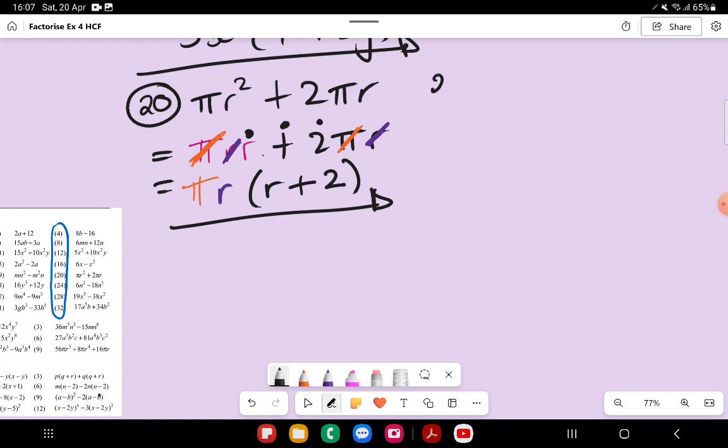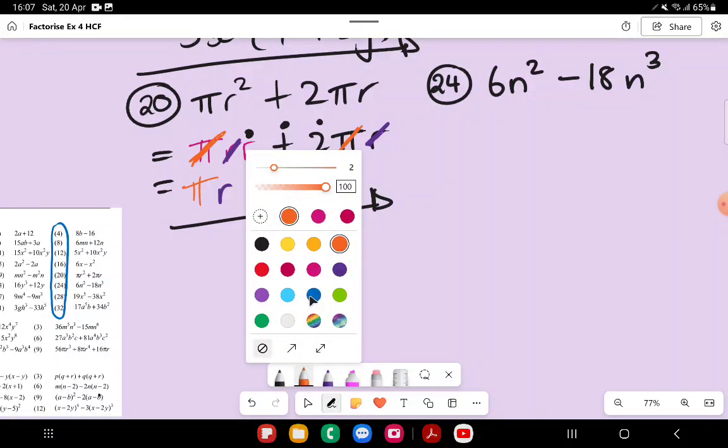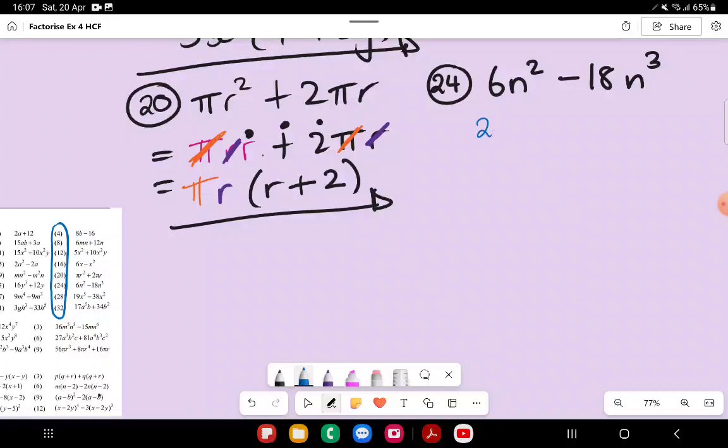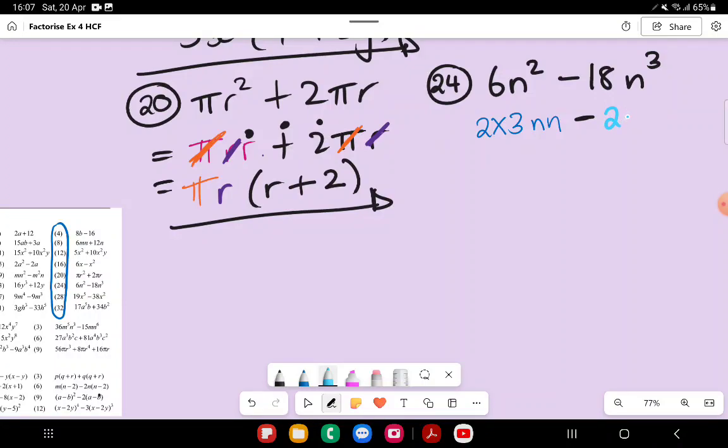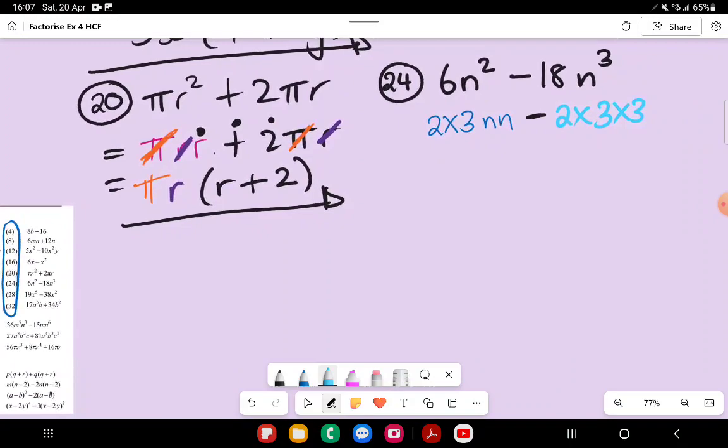Question 24 is 6n squared minus 18n cubed. So if I do prime factorization here, I am going to have 2 times 3 gives me 6, and n n, minus, let's do 18, 2 times 9, and 9 is 3 times 3, and we've got 1, 2, 3 n's.